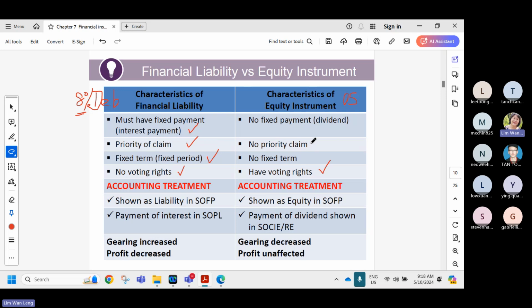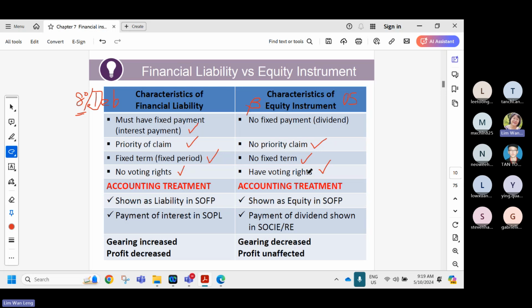When the company is being liquidated, you will find that ordinary shareholders will be the last to have any claims. And because this is an equity, they are only entitled to the residual. Sometimes it is not enough, and then the ordinary shareholders get nothing. Okay, no fixed term, forever and ever. The ordinary share capital that you have invested will still be there in the company for a long, long time to come, until and unless the company closes down.